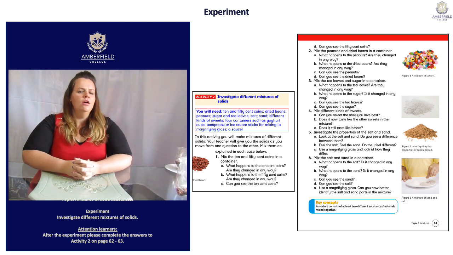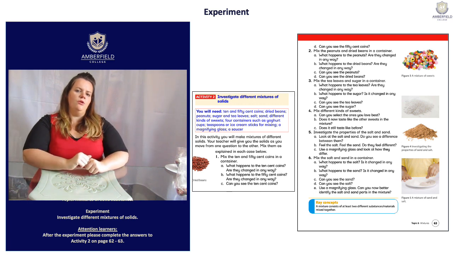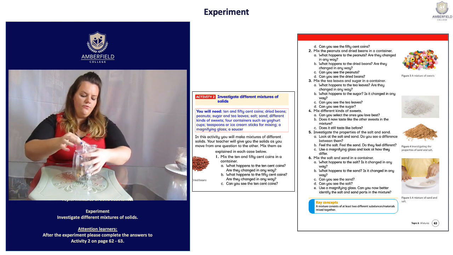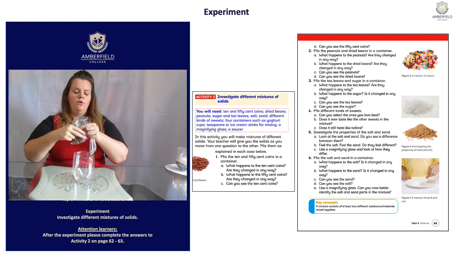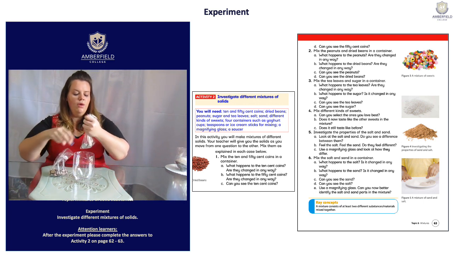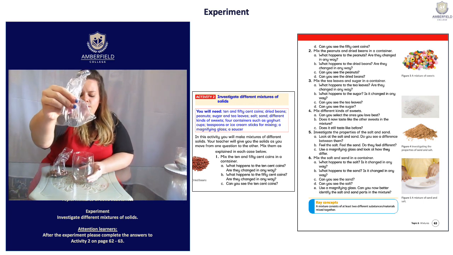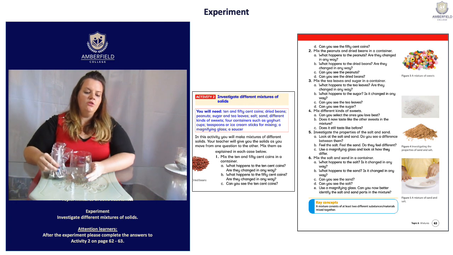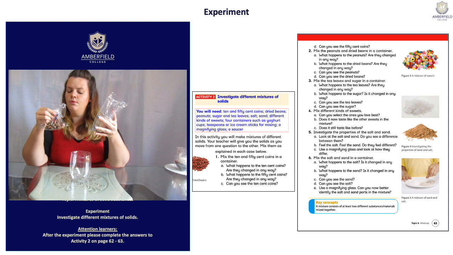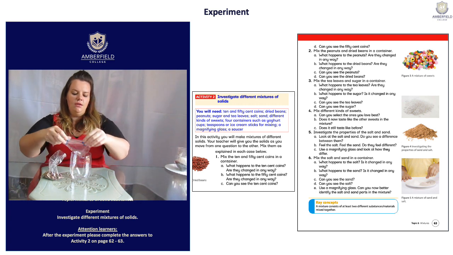Let's get started. The first part of this experiment, we are looking at coins. We have got two solids: 10-cent coins and 2 rand coins. Grade 6s, can you see the difference between the two coins? We are now going to mix them in the container.